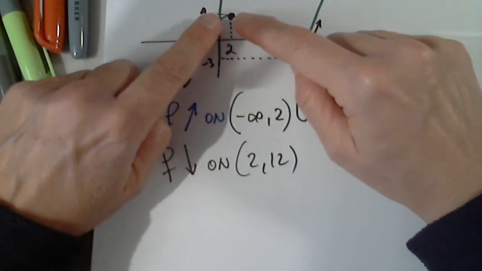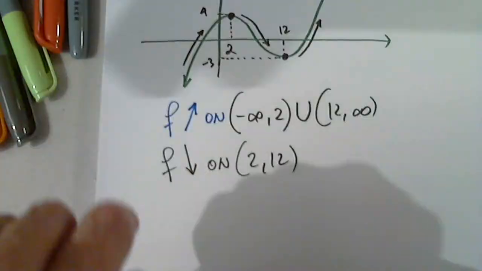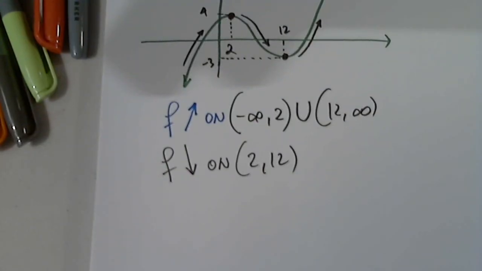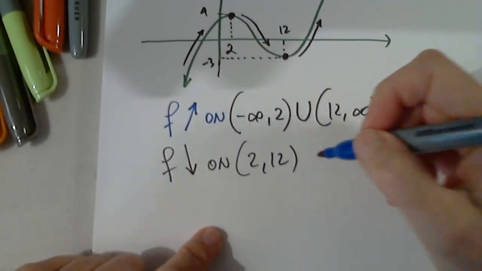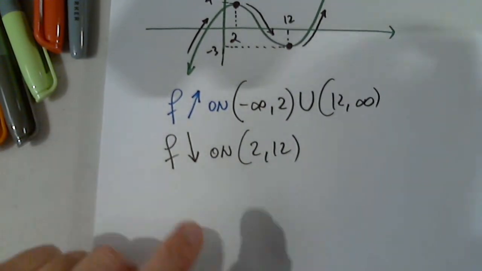Because the function is increasing and then decreasing, this point, it's called, hello? No, it's not an urgent message. 2 to 12. Forgive me, I keep the phone on just in case a student cannot get in or something.